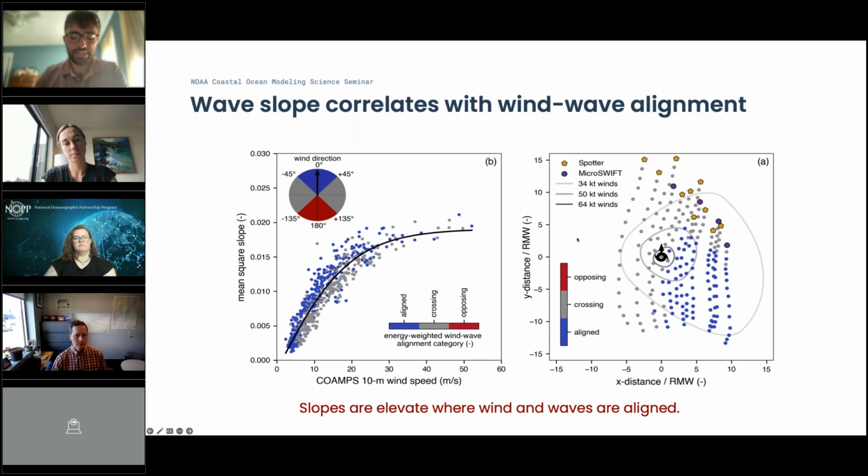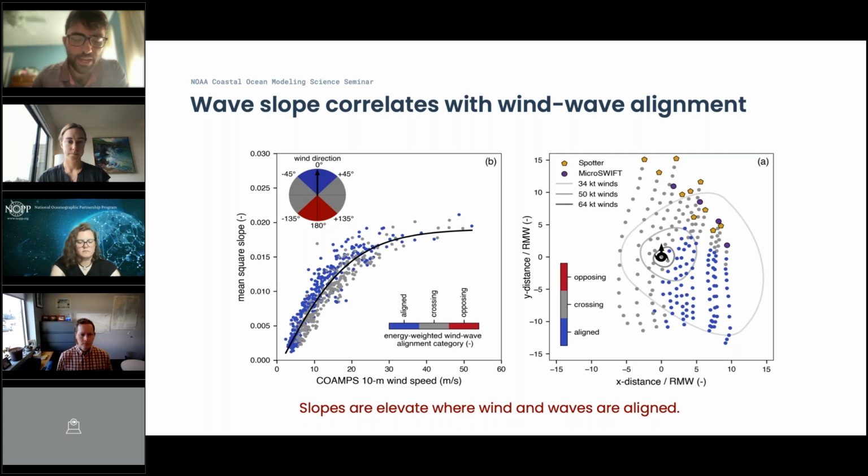And then with a data set from Hurricane Idalia, which Jim had showed on a couple slides ago. In this case, we were able to have a much more dense array of buoys on both sides of the storm at the same time, and paint this picture in the storm-following reference frame. So first on the left, I'm again showing the mean square slope measured by those buoys in Idalia, again versus COAMS-TC 10-meter wind speed.